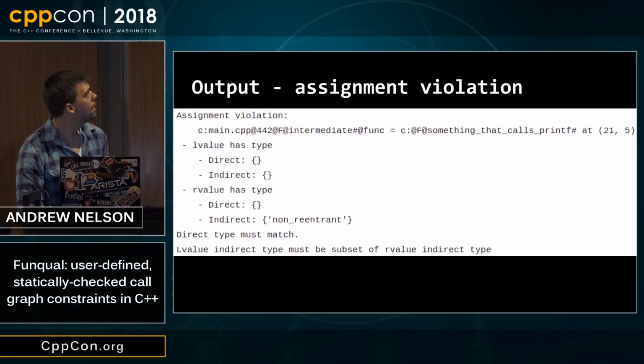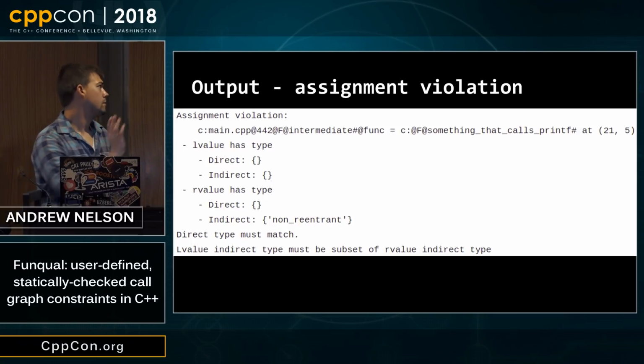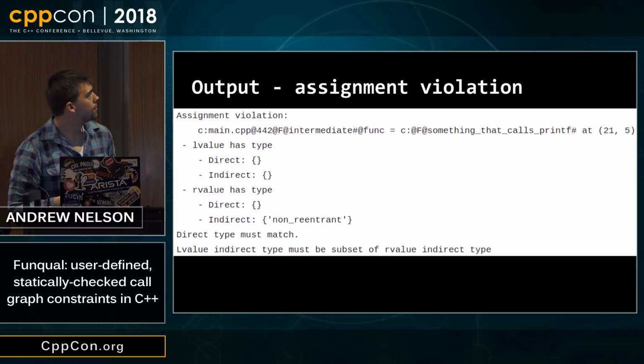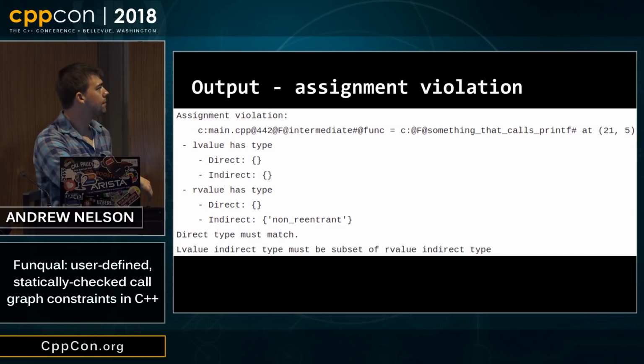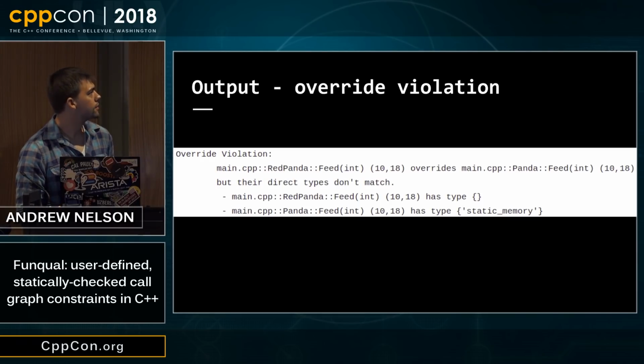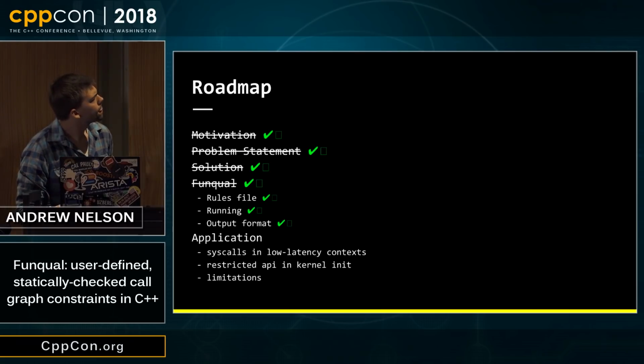Here's an example of an assignment violation. It tells you this L value got assigned this R value, the L value has this type, the R value has this type, and it reminds you of the rule that it's trying to enforce. Here's an example of an override violation. If you tried to override a function, but you tried to change the type while you do it, it's going to give you an error. That's what the output format looks like.